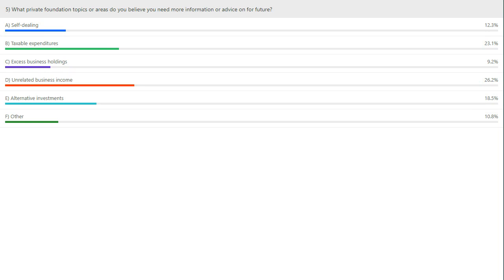All right, it looks like unrelated business income, 26.2%, followed by taxable expenditures at 23.1%, and then other, alternatives, and self-dealing pretty close. I guess alternatives, 18.5%. That's really helpful information. I just want to say one thing. I've done a lot of presentations on unrelated business income over the years as well, and I think it never gets old. We get the most questions from that topic, the most follow-up, and the most requests for more information on unrelated business income. So that actually does not surprise me, and we will definitely make sure that that's part of our series this year. And we hope that you stay tuned and look for more content.